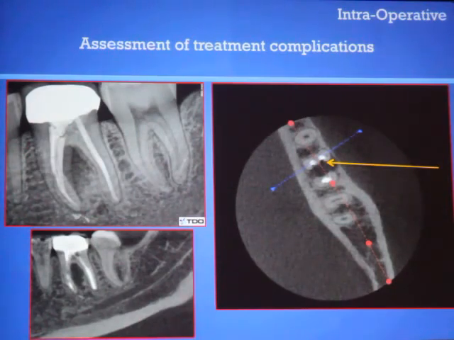Once again, this is an example of a non-invasive diagnostic technique where we can do appropriate treatment planning, if we have all the information rather than just looking at the radiograph and considering something else.